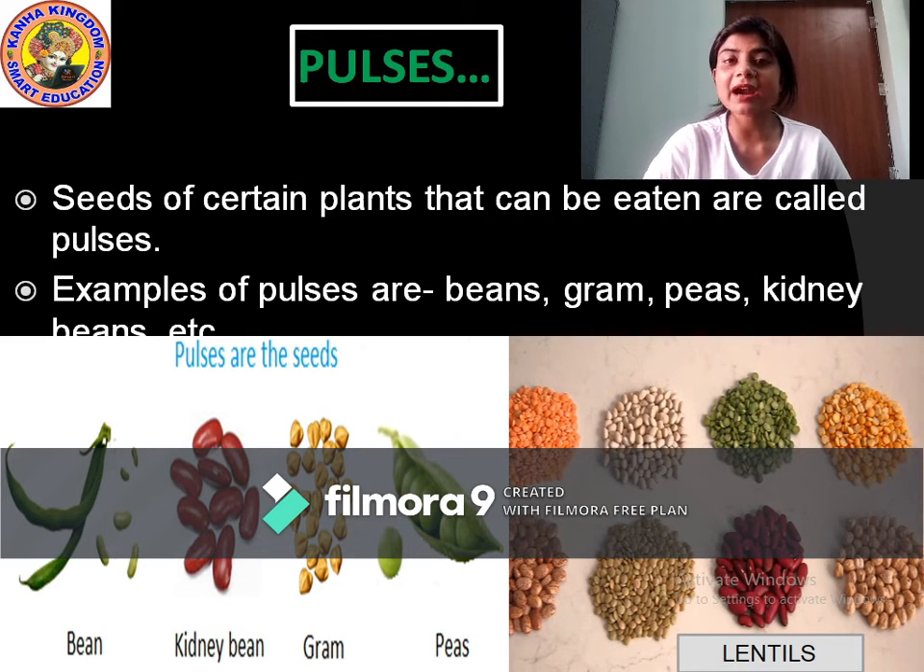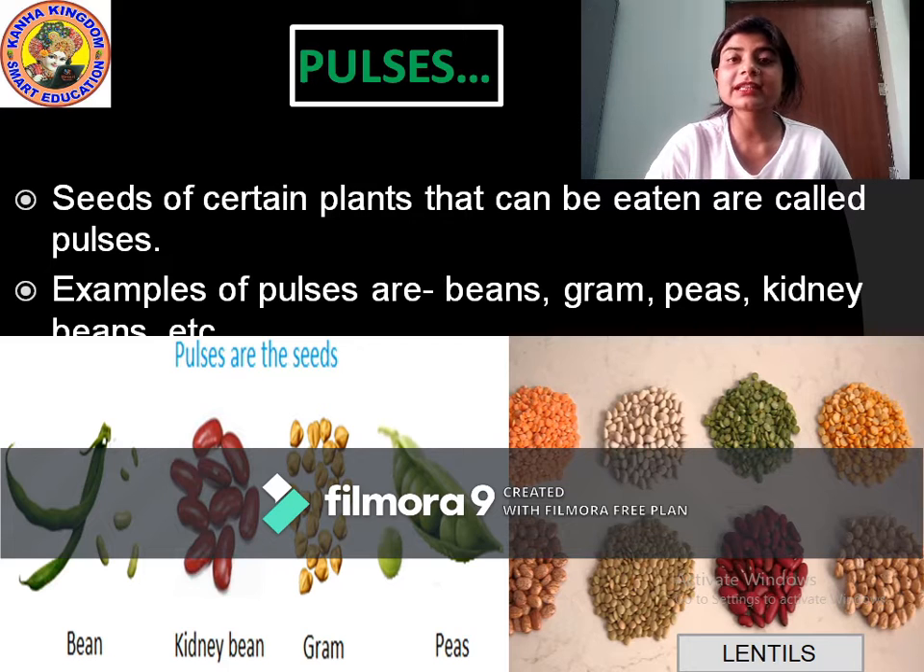These kidney beans are rajma that we eat in our food. And this gram is known as chana that we eat in our food. Then peas. Can you see the picture and can you recognize what peas are? Yes? Then lentils, the different kinds of dal that we eat are called lentils. Understood? So these are the different seeds that are obtained from plants and that we eat as food.